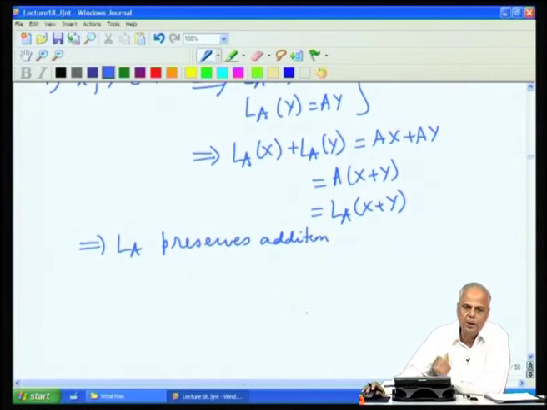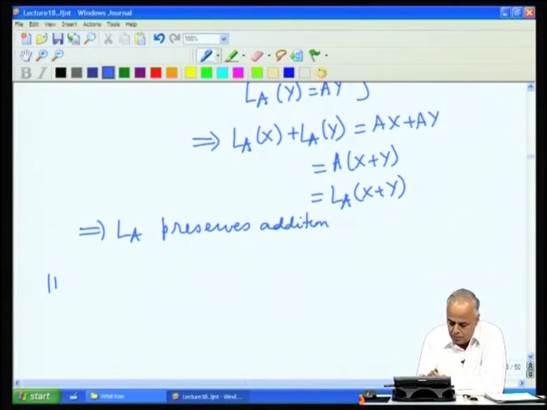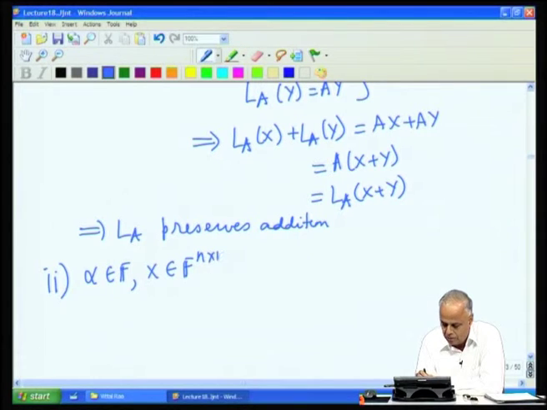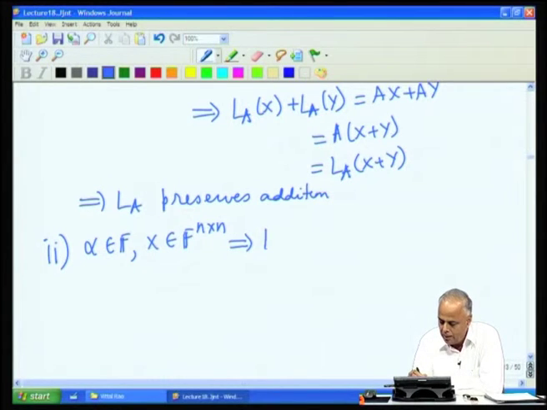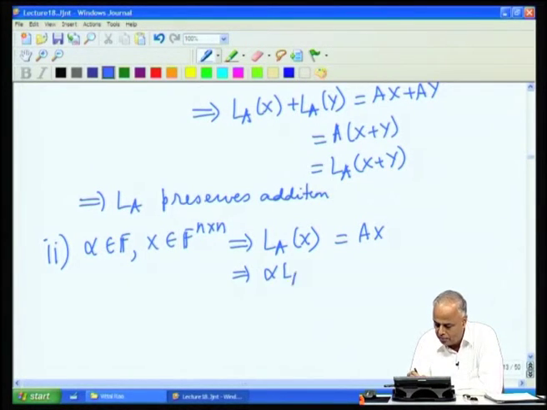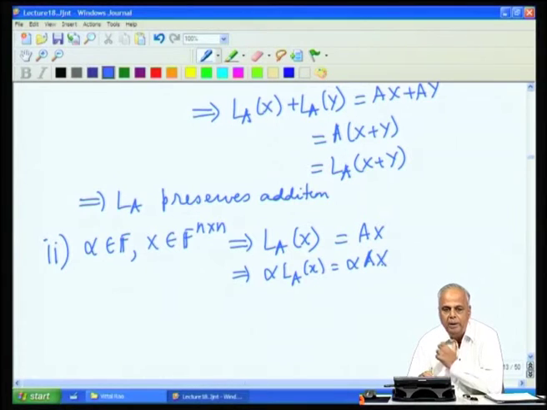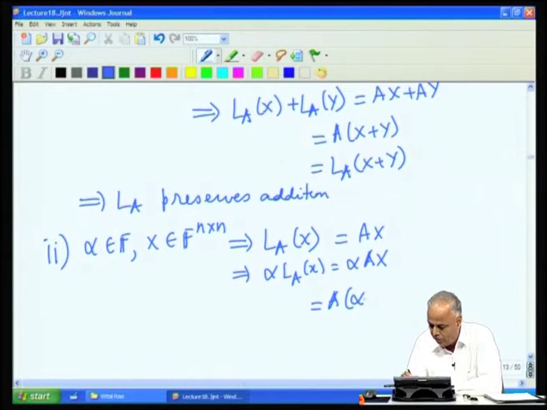The next thing that is required for LA to be qualified to be called a linear operator is that it preserves scalar multiplication. So, let us look at a scalar and a vector. The vector space is n cross n, so a vector now is a matrix again. So, we have LA of x is equal to Ax by definition, and therefore, alpha times LA x is equal to alpha times Ax. Again in matrix multiplication, constants can be moved in and out. So, it is A times alpha x.